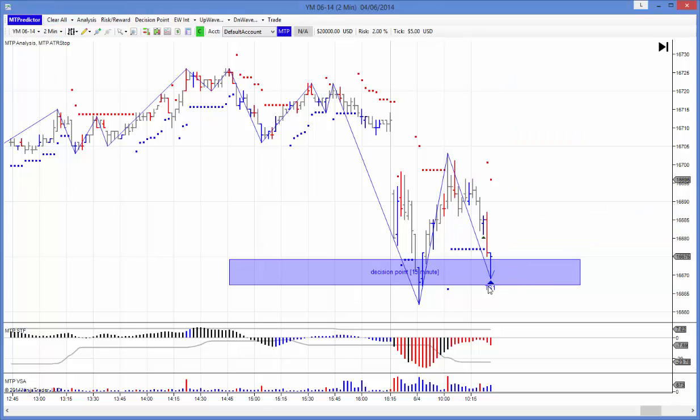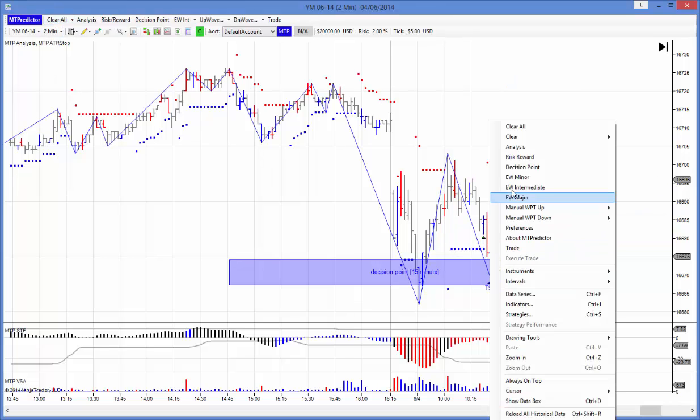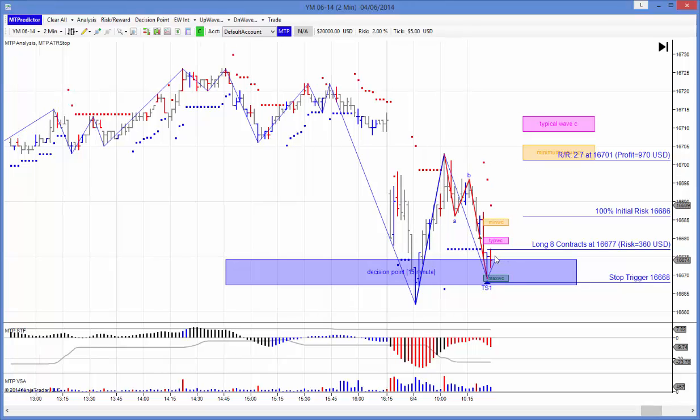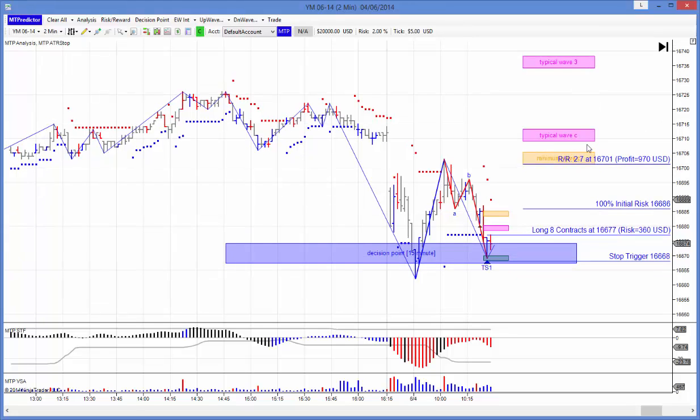You then get a second setup here, which you now place the analysis on, and as you can see that would have actually taken you into a long trade. But what's so special about these Holy Grail trade setups? Well, they're called Holy Grail not because they have a high reliability, it's because we are looking for a strong move. In other words, we are not looking for the move to go to our first target here. We're actually looking for it to go to our typical wave 3.